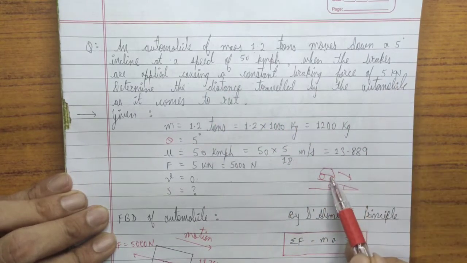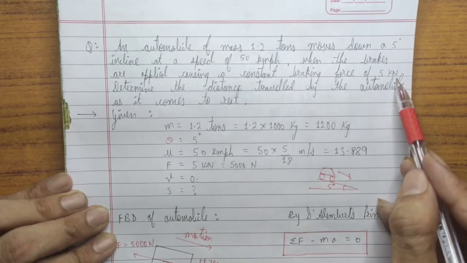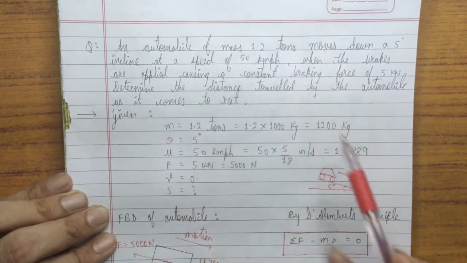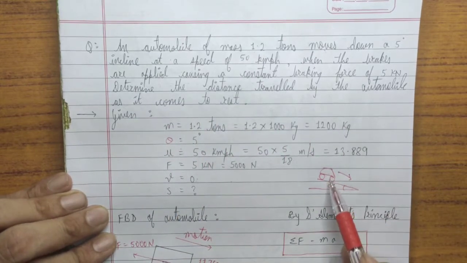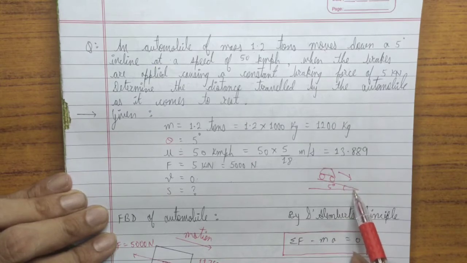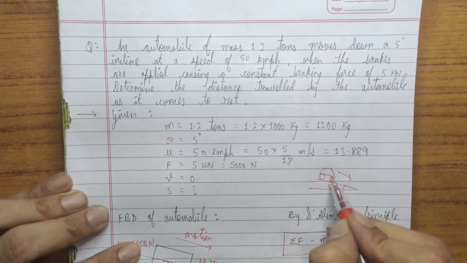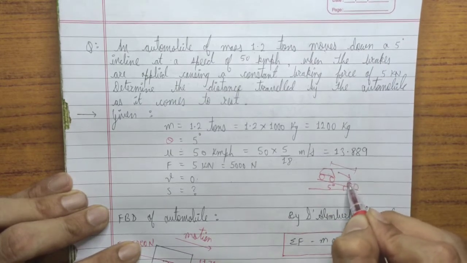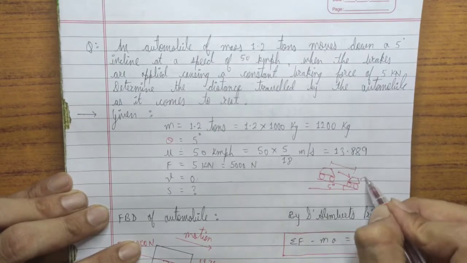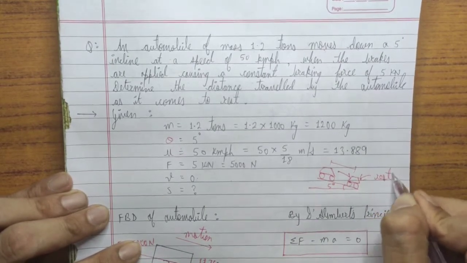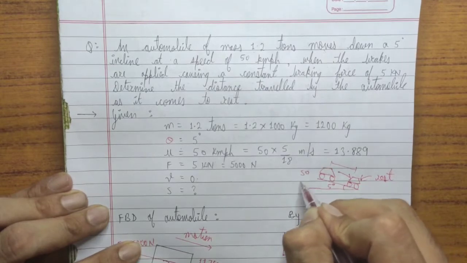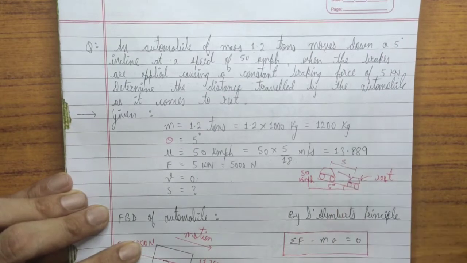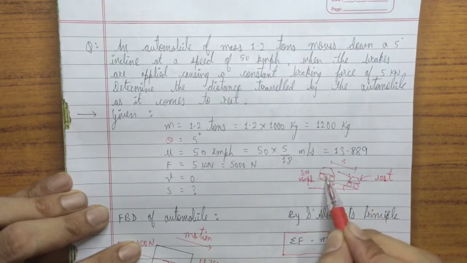So what is the braking force that this automobile is applying? It is 5 kN. And what you have to determine is the distance travelled by the automobile as it comes to rest. Since this automobile is applying brake, it will come to rest after covering a certain distance. Suppose from here to here, this automobile reaches here, and at this state it becomes rest. At this point it is moving with a speed of 50 km per hour, and after covering this distance, shown by S, the vehicle comes to rest.